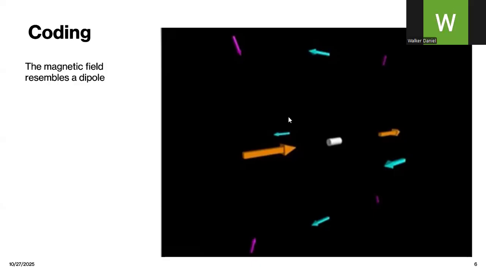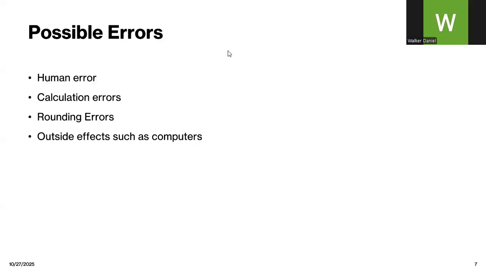But here we can see that it looks a lot like a magnetic field that resembles a dipole, which is very interesting. Of course, my data isn't perfect.